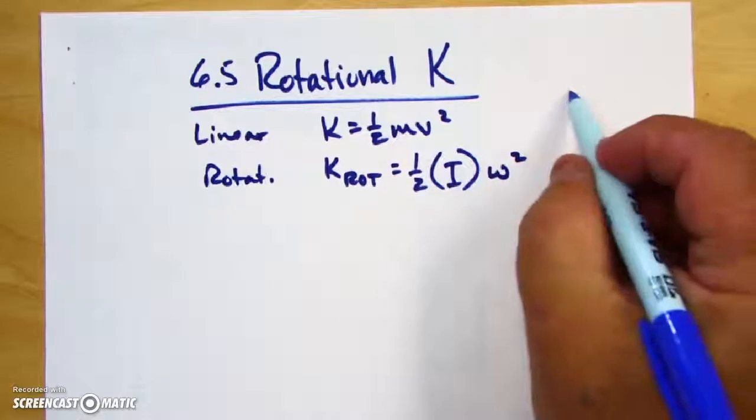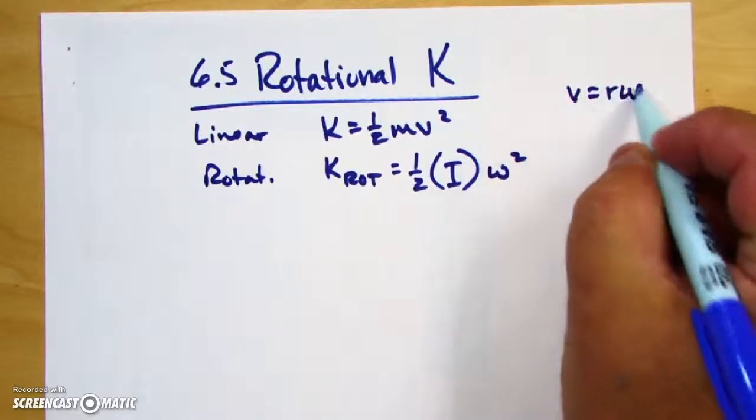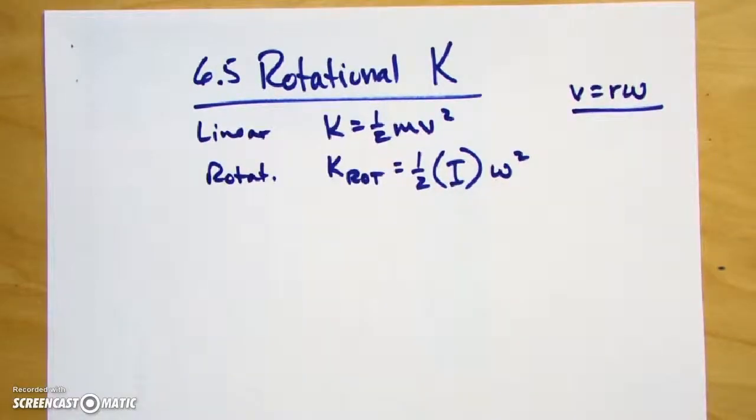Now, don't forget our bridge equation. V is equal to R times omega. That allows you to bridge the two worlds. So therefore it makes life a lot easier.